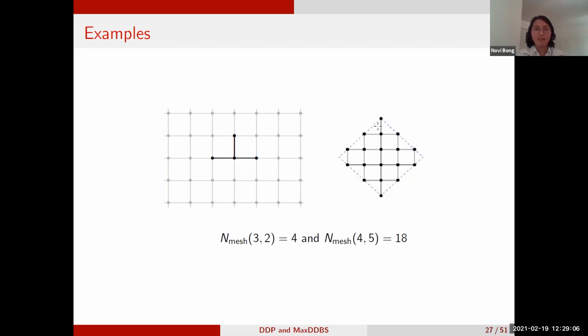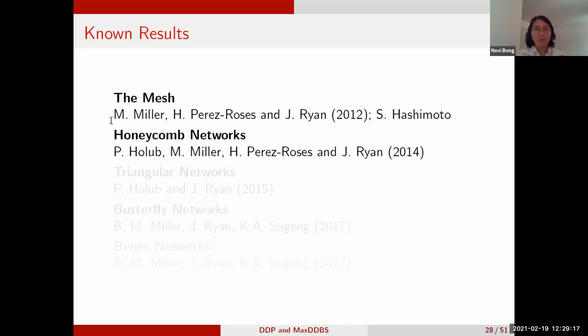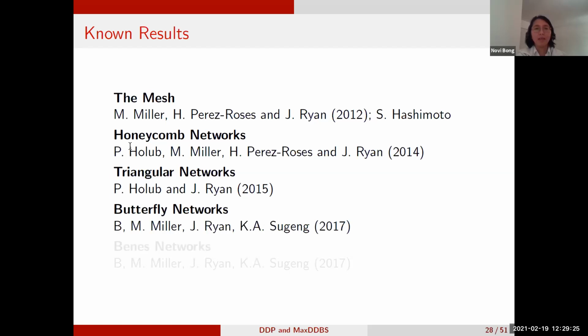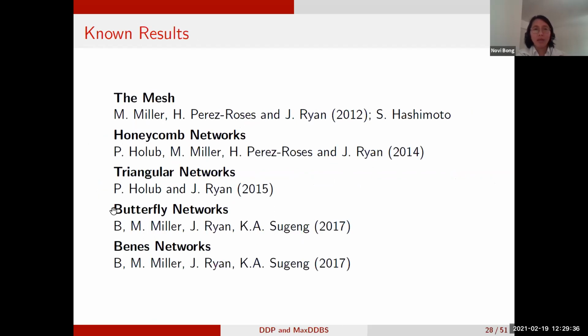This is the mesh studied by Mirka Miller, Ebert, and Zhou in 2012, also by Hashimoto. Then Shamek, Mirka, Ebert, and Zhou also did honeycomb networks. They also did triangular networks, and I studied the butterfly network, the Benes network, and also the hyperdiamond. I will go through the Benes network, which is the back-to-back butterfly network. So I will first introduce what a butterfly network is, and then we can go to the Benes network.